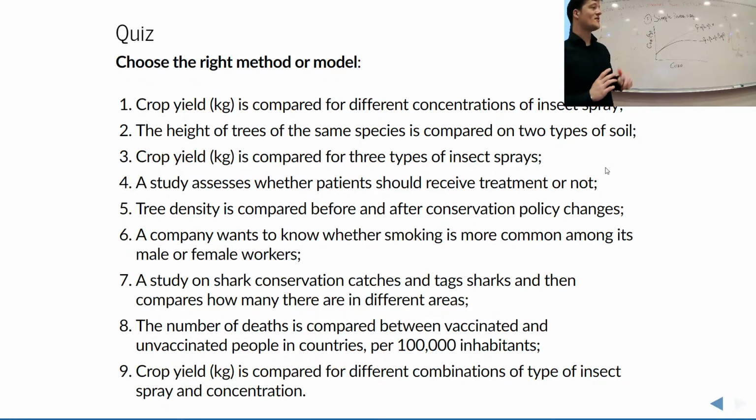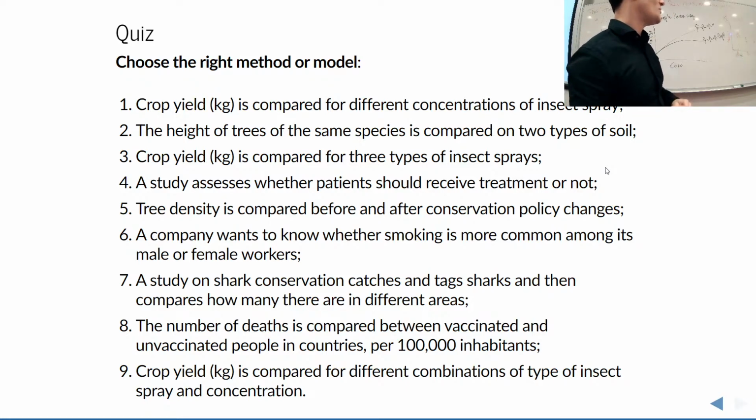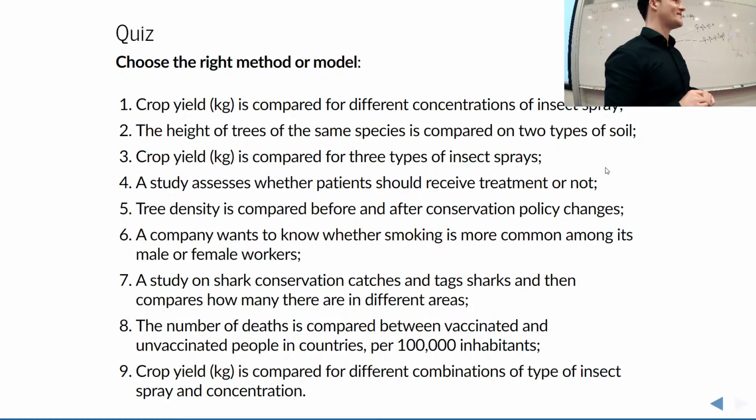Okay, any other ones? If not, okay, yeah, go ahead. Number 8, a binomial GLM. The number of deaths is compared between vaccinated and unvaccinated people. Why is that your answer? Oh, because it's a ratio. Yes, very good.